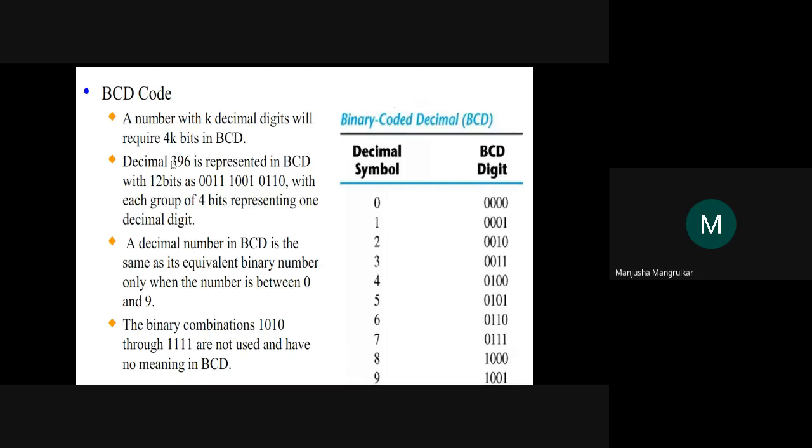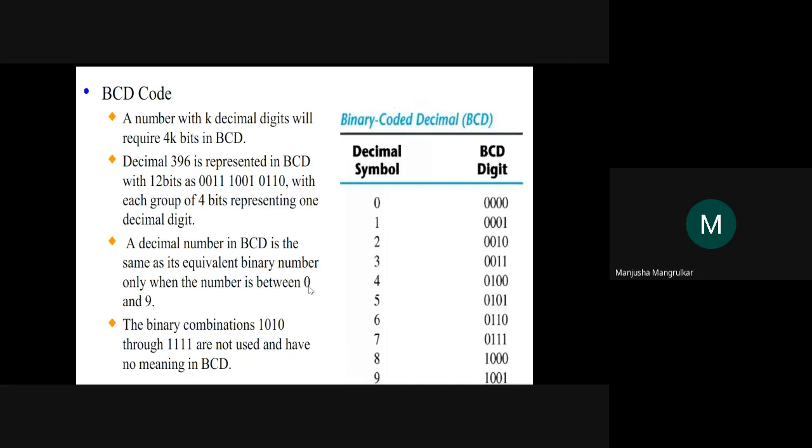So 3 is 0011, 9 is 1001, and 6 is 0110. So the MSB 0 is left out, and only these 12 bits form the BCD number of 396. A decimal number in BCD is the same as its equivalent binary number only when the number is between 0 to 9.